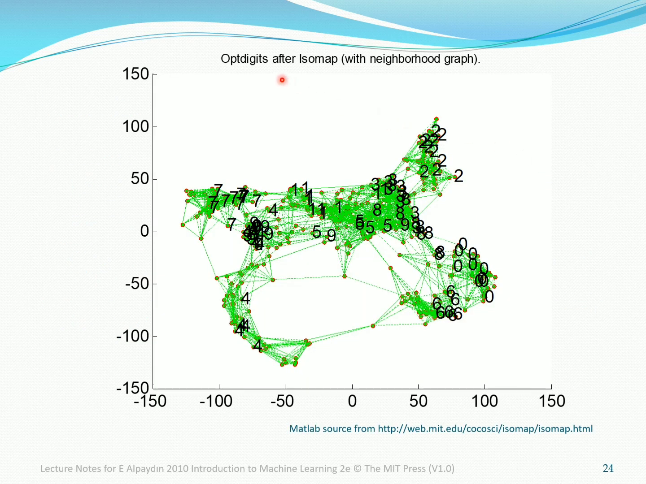This is the optdigits after Isomap has been applied with the neighborhood graph. This is 0, the negative points and the positive points on the x-axis, and the negative points and the positive points on the y-axis.